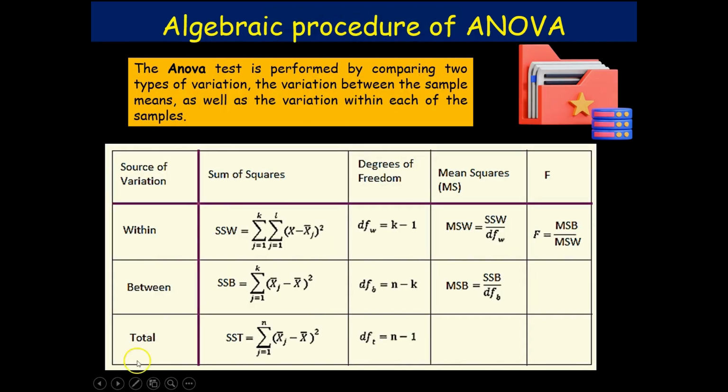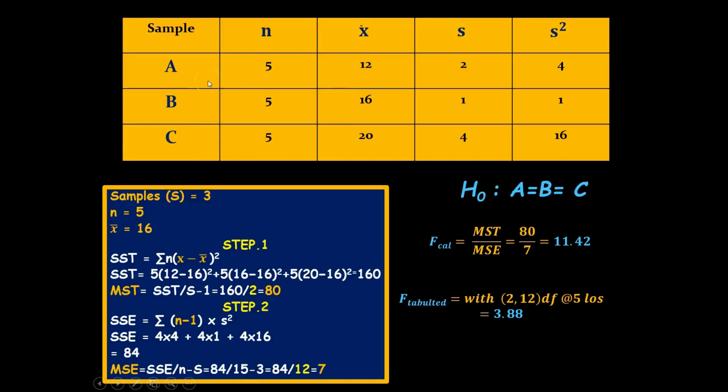Since it is an algebraic procedure which decomposes this overall variation into two components, between and within, this F actually authenticates whether the contribution of between variance is more or within variance is more. So by means of an example, we'll try to elaborate it.